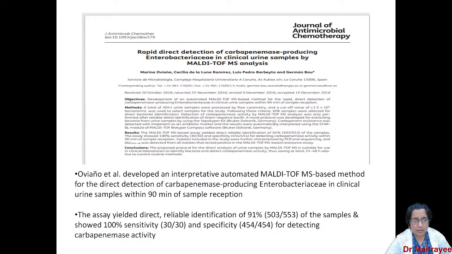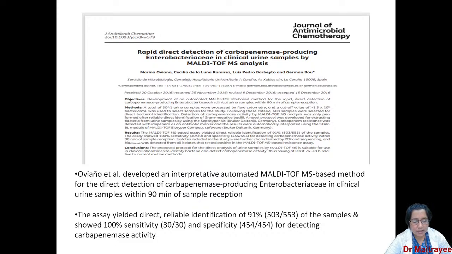So this is a study conducted by Oviano et al., in which they have described rapid direct detection of carbapenemase-producing Enterobacteriaceae in clinical urine samples by MALDI-TOF-MS analysis. Oviano et al. developed an interpretative automated MALDI-TOF-MS based method for the direct detection of carbapenemase-producing Enterobacteriaceae in clinical urine samples within 90 minutes of sample reception.